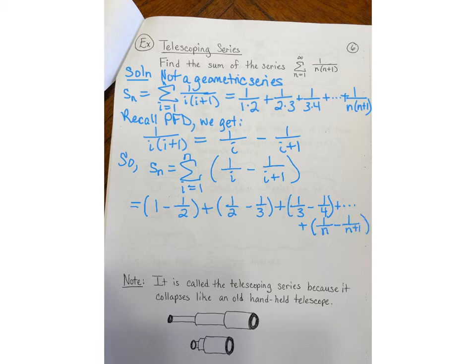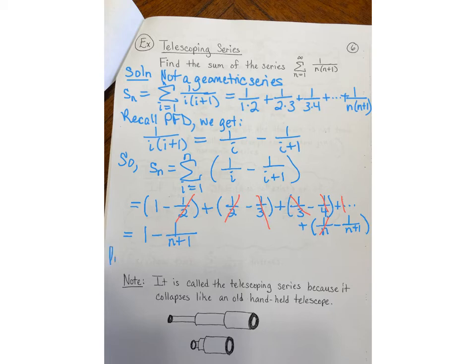Now, what happens here? Well, the 1/2 will cancel, the 1/3 will cancel, and then your 1/4 will cancel, and then everything will cancel. Each term cancels with the terms before it, and when you simplify, you end up with 1 minus 1 over n plus 1. So it collapses. That's why it's called a telescoping series. Now we want to find the sum of the series. That's our goal.